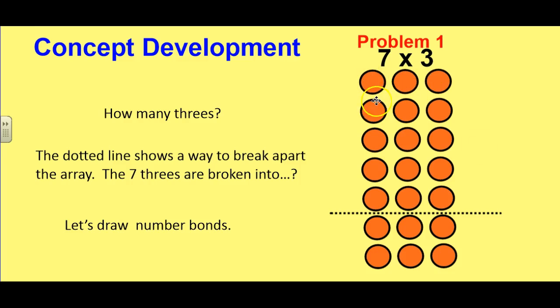So if I've got 1, 2, 3, 4, 5 rows with 3 in each row, then I'm going to call this 5 threes, which is the same thing as 5 times 3. It's just writing it differently. And then down here I've got 2 rows of 3, so I'm going to call this 2 threes. Okay, so that's what this looks like.